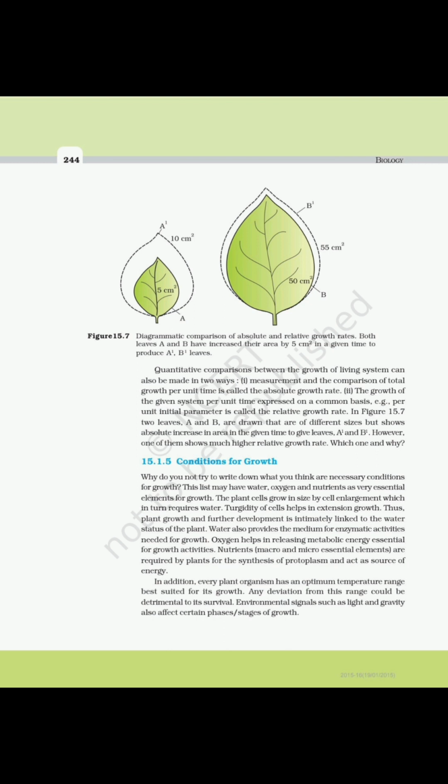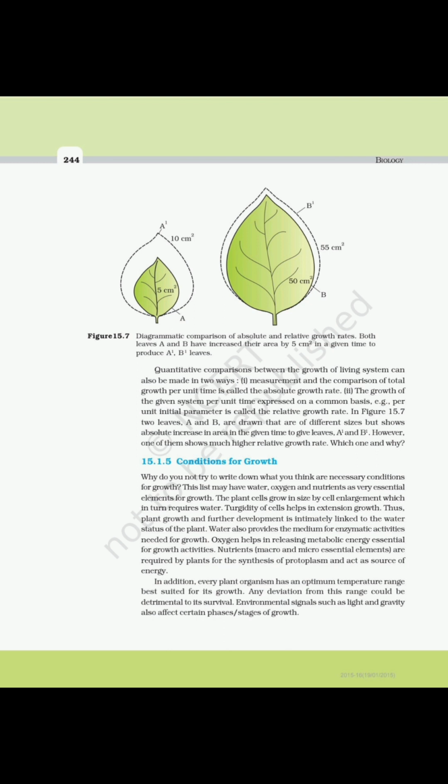Why do you not try to write down what you think are necessary conditions for growth? This list may have water, oxygen and nutrients as very essential elements for growth. The plant cells grow in size by cell enlargement, which in turn requires water. Turgidity of cells helps in extension growth. Thus, plant growth and further development is intimately linked to the water status of the plant. Water also provides the medium for enzymatic activities needed for growth. Oxygen helps in releasing metabolic energy essential for growth activities.